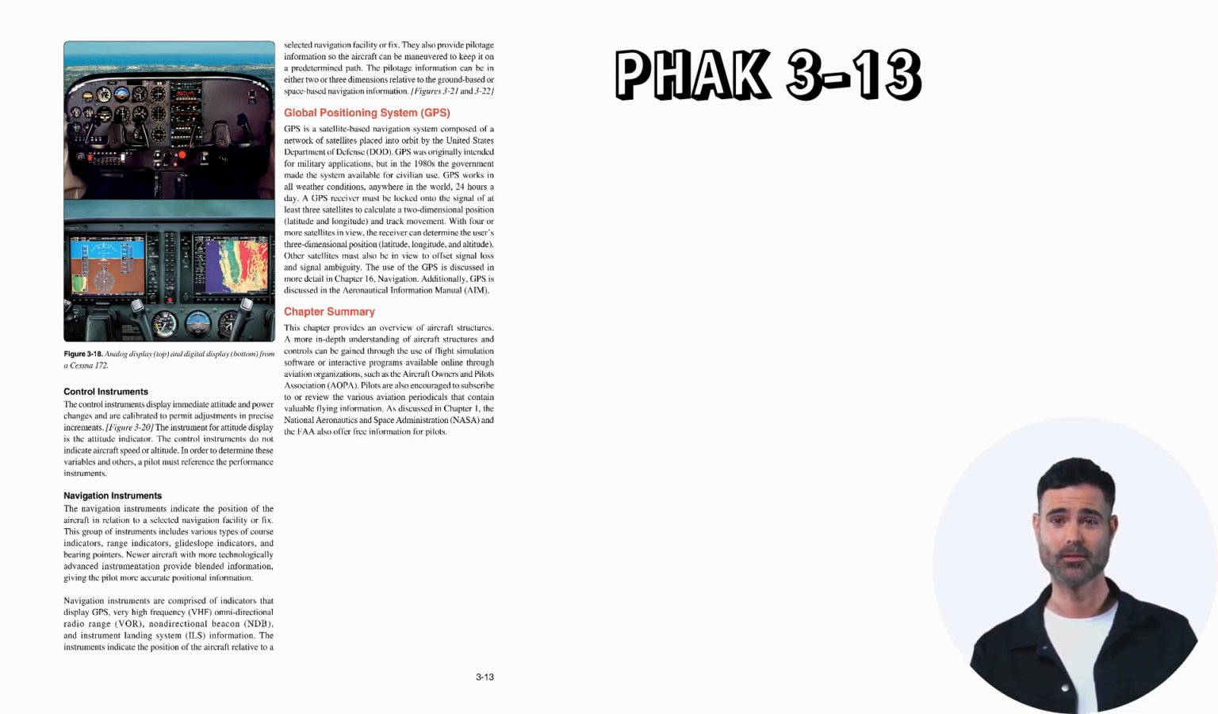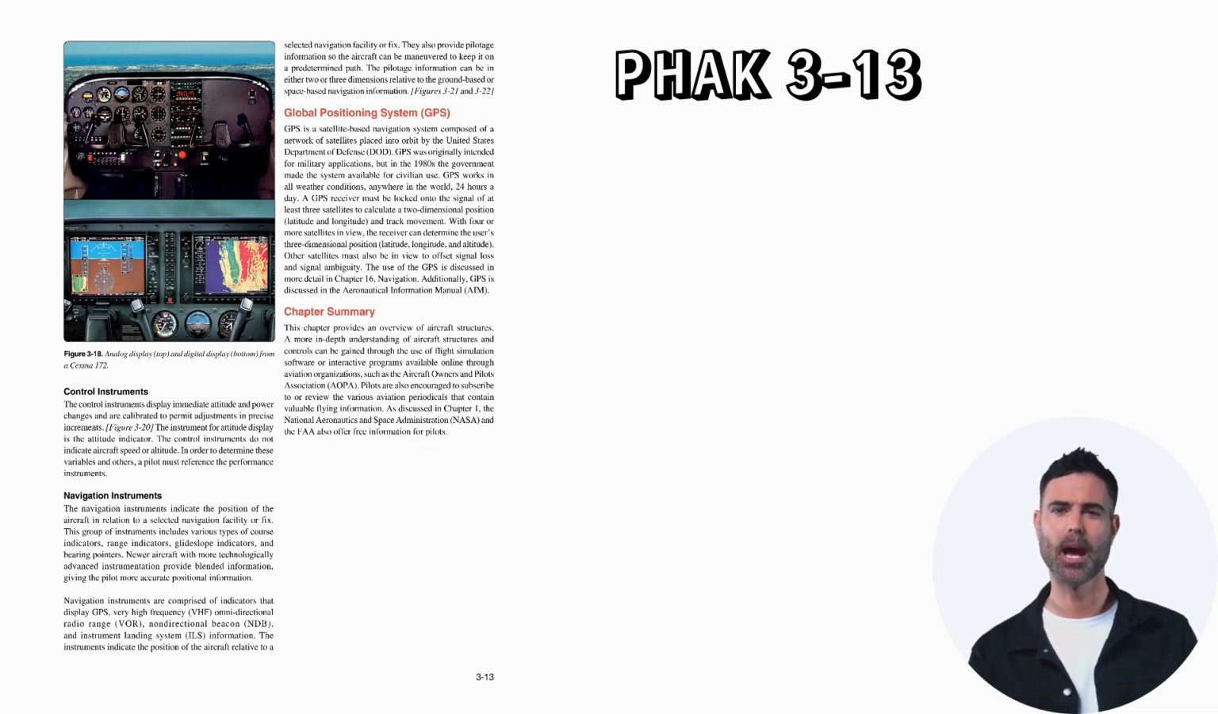A GPS receiver must be locked onto the signal of at least 3 satellites to calculate a 2-dimensional position, latitude and longitude, and track movement. With 4 or more satellites in view, the receiver can determine the user's 3-dimensional position: latitude, longitude, and altitude. Other satellites must also be in view to offset signal loss and signal ambiguity. The use of the GPS is discussed in more detail in Chapter 16, Navigation. Additionally, GPS is discussed in the Aeronautical Information Manual (AIM).